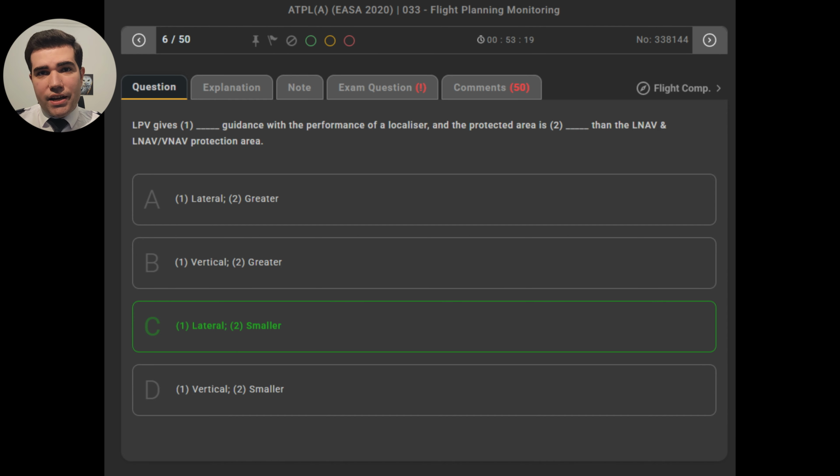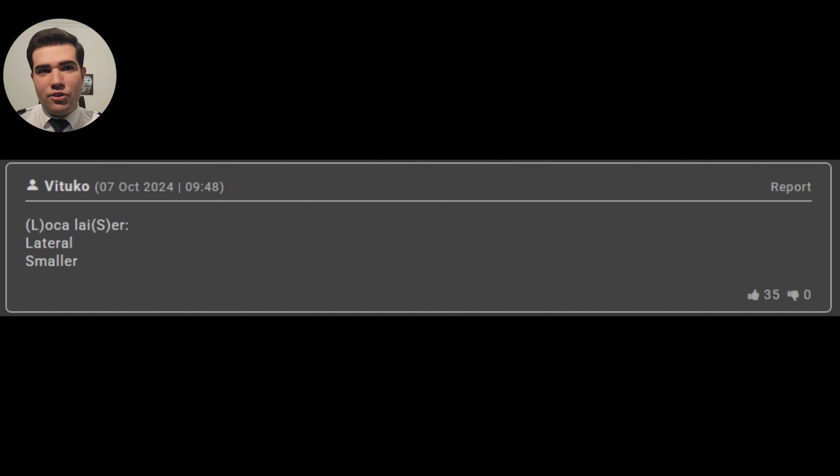For this question, I saw actually a very nice comment, and I will share it there. The guy said localizer with the L and S. So it is very good information to keep in mind and to solve this question. It's just raw information, so you just have to keep it in your mind and learn the meanings of the approaches.